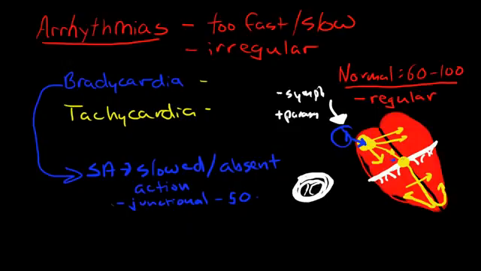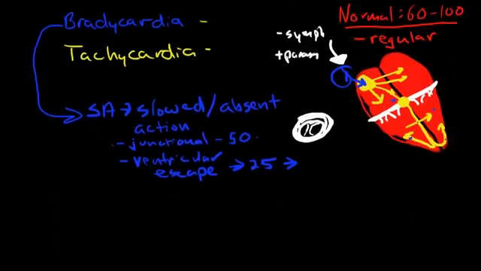Now, if both the SA node and the AV node are not working as a pacemaker, then the pacemaker cells in the ventricle or the Purkinje fibers will take over, and then we'll have a very slow ventricular escape rhythm, and the heart rate is usually around 25, which is just barely enough to sustain life for a patient at rest. Okay, so that's one cause of bradycardia.